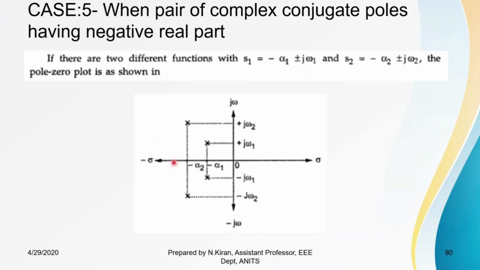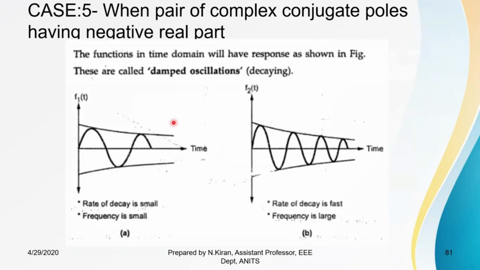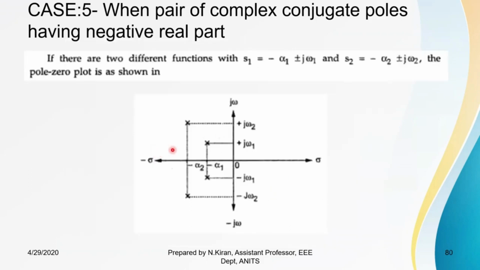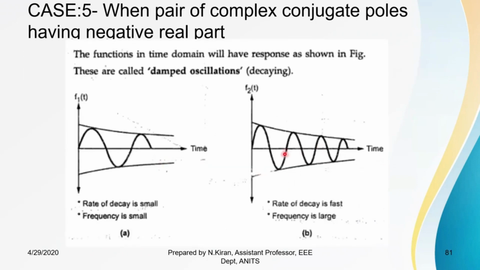So here in this case, if I have more than one complex conjugate having negative real part, then here also we can observe that in the first case you can see the frequency is small and the rate of decay is very small. And in the second case, you can see the rate of decay is very fast, frequency is very large. So from this we can conclude that as we go farther from the origin, the decay becomes fast and the frequency becomes large.